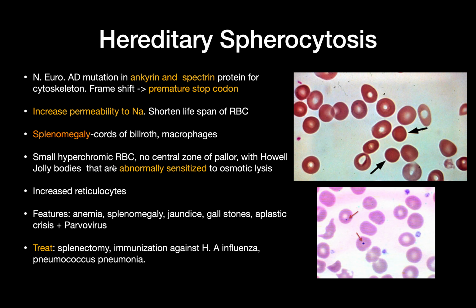The red blood cells are going to be increased in production, so they're going to be hyperchromic. There's no central zone of pallor. They're going to be filled with the Howell-Jolly bodies, and they're of course going to be very sensitive to the osmotic lysis. Because of the shortened lifespan, bone marrow is going to be working overtime, so there's going to be increased reticulocytes. They're really found with a positive parvovirus infection, so this is something that you always have to consider. How do we treat it? We want to give them a splenectomy.